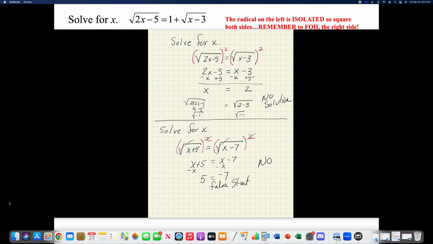So again, no solution. So if you do get an answer, make sure you plug it back in to make sure you get positive numbers. You have to have positive values inside the square root. If they come up negative, no solution. If it creates a false statement, no solution. Okay? So there's our steps for solving radical equations.